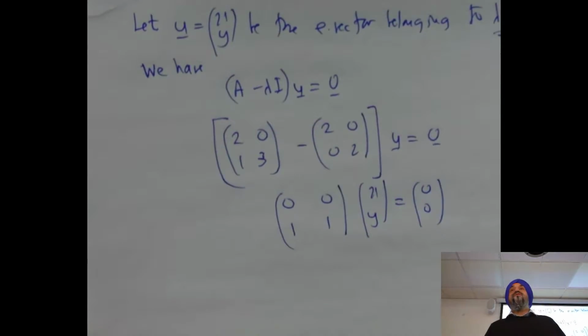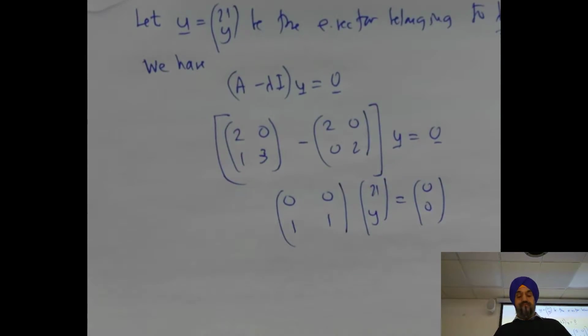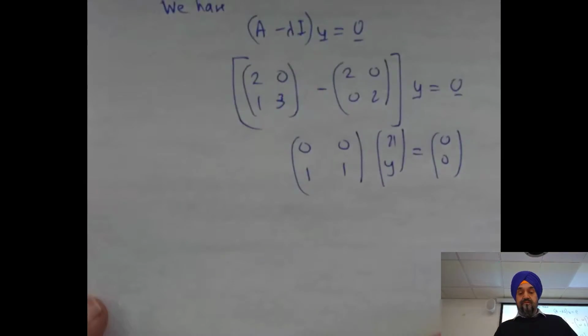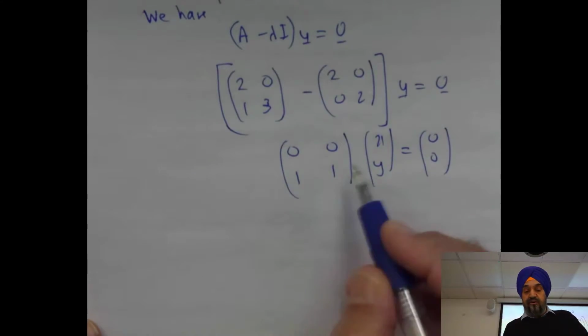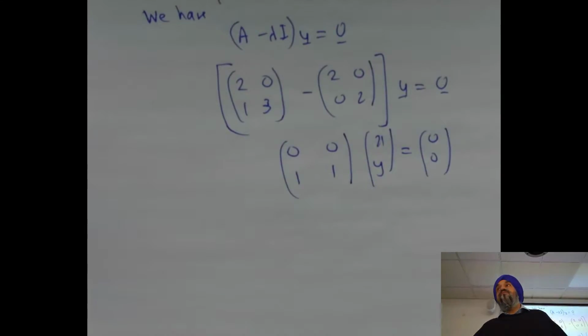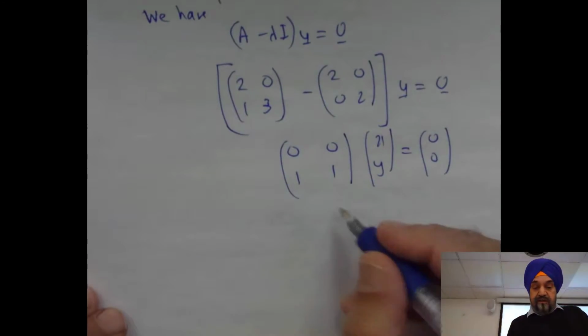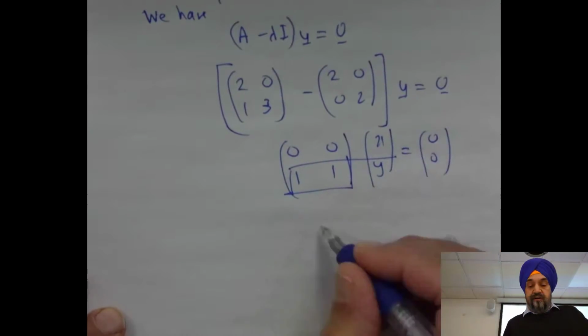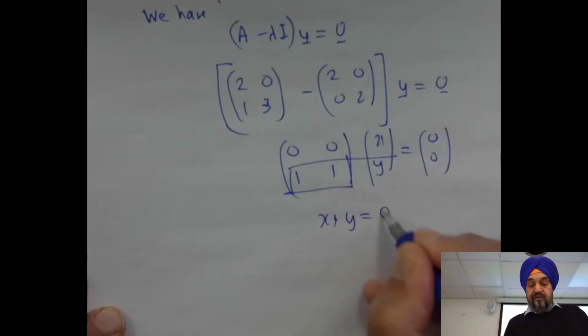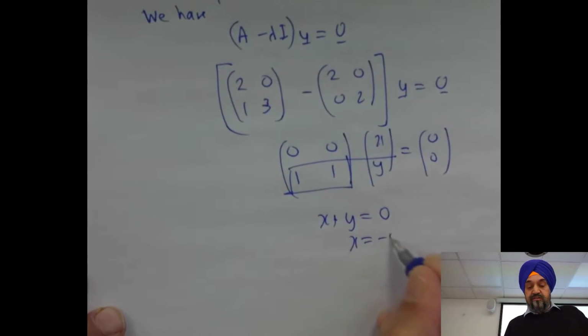So what's the solution to that? Yep. Well, the first one's going to be 0 plus 0 equals 0. If you expand the top, you get 0 is equal to 0. Then from the bottom row, you get x plus y. That's the one you want to look at. x plus y is equal to 0, so x is equal to minus y.